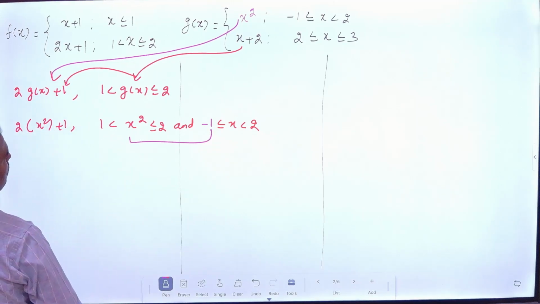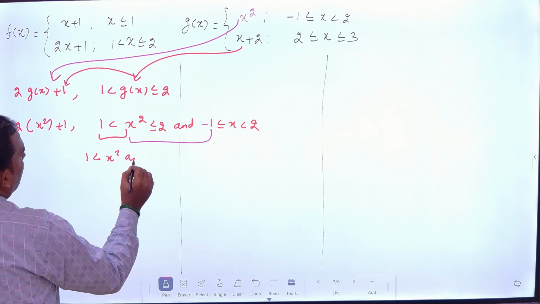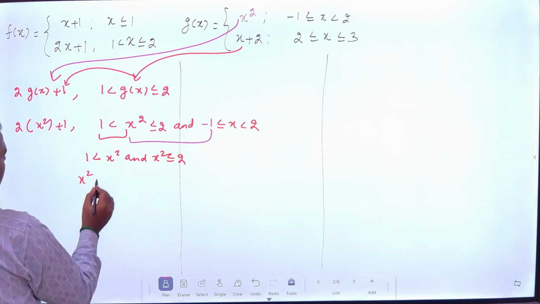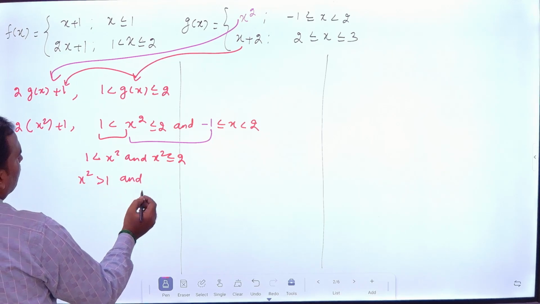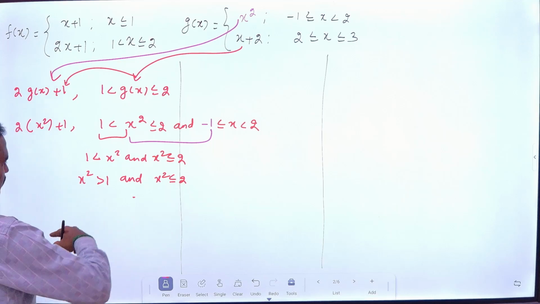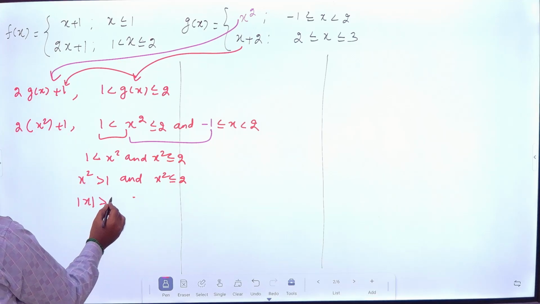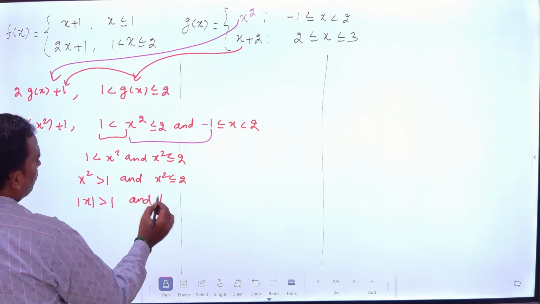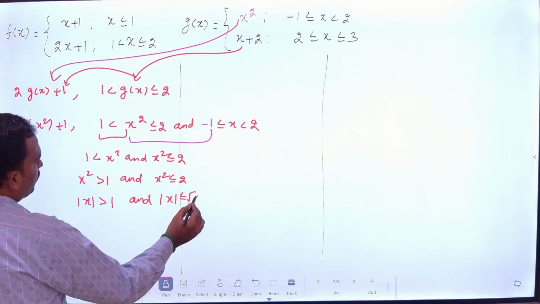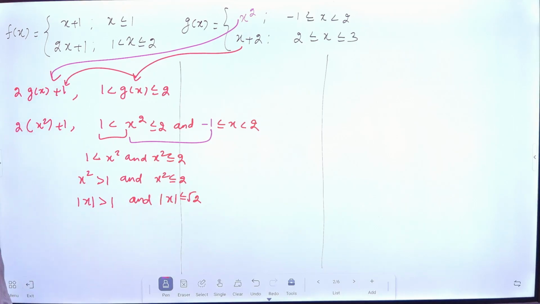So how to solve this one? You have to break this interval, right? 1 is less than x square and x square is less than or equal to 2. That means x square is greater than 1 and x square is less than or equal to 2, right? You take the square root on both sides. Square root of x square is mod x, right? Mod x is greater than 1, and if you take square root here also, mod x is less than or equal to square root 2, right? I am taking square root on both sides. Square root of x square will be mod x.